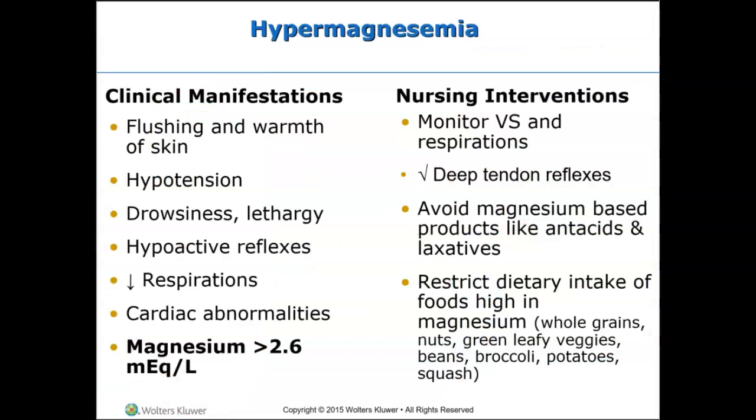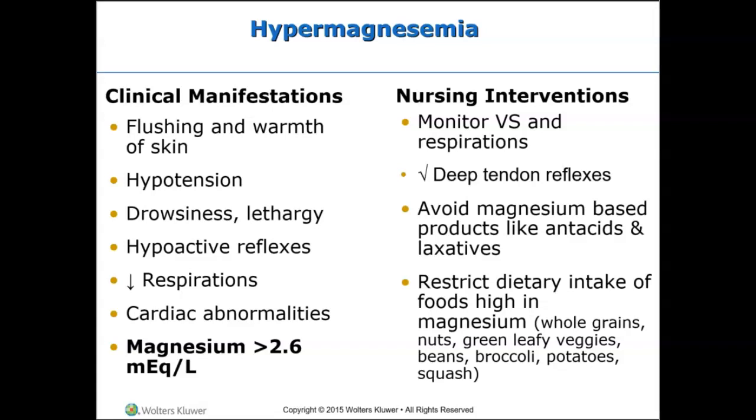Clinical manifestations of too high of magnesium include flushed, warm skin, hypotension. You're going to end up with cardiac abnormalities. Your patient's respirations are going to be depressed, and they could be drowsy. Their mag levels, of course, will be above 2.6. We're going to monitor the patient's vital signs.